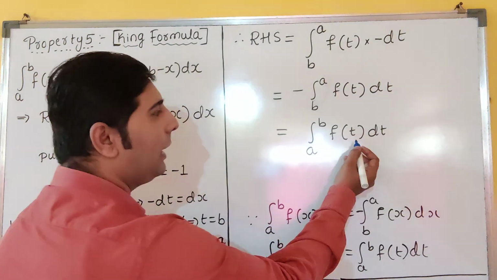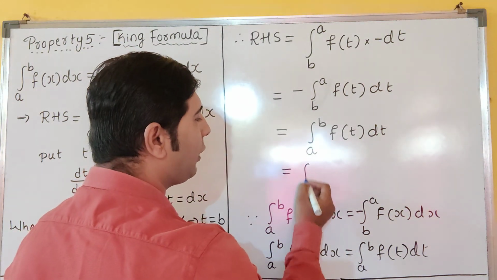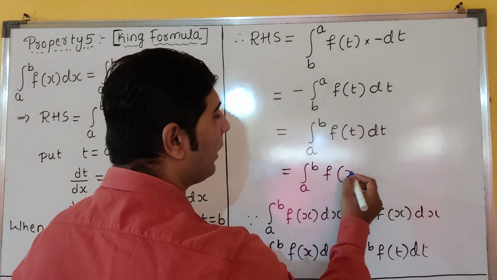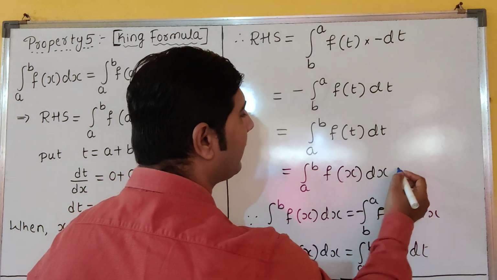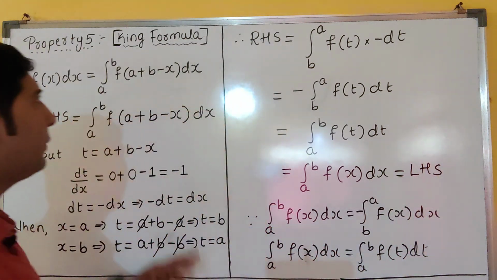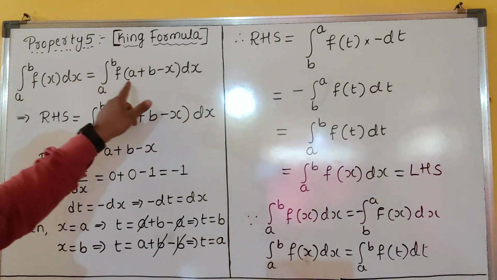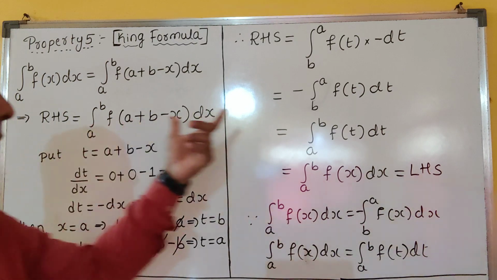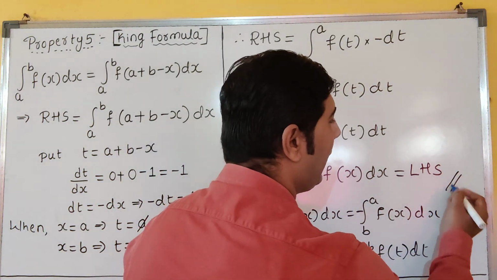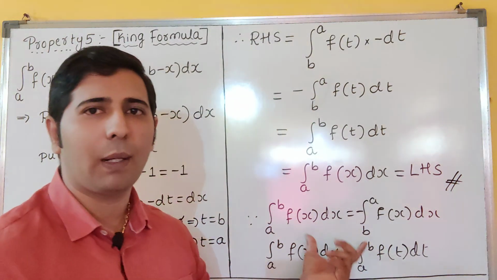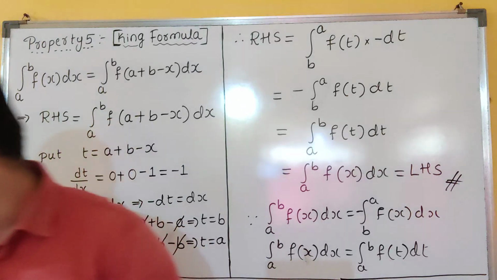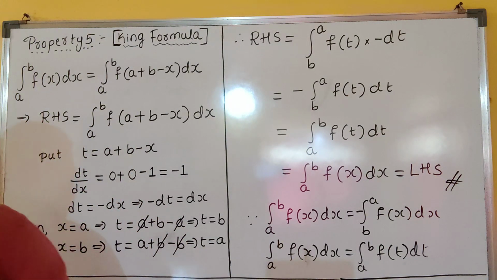Now see here, in place of t I can put x or not. Integration a to b f of x into dx. And you see your LHS is this only or not? LHS is what? This only. So RHS is equal to LHS, means this is our proof, dear students. Here we will end. This is for your understanding purpose that I had written these two formulas. So actually these are not required. So I will erase this.